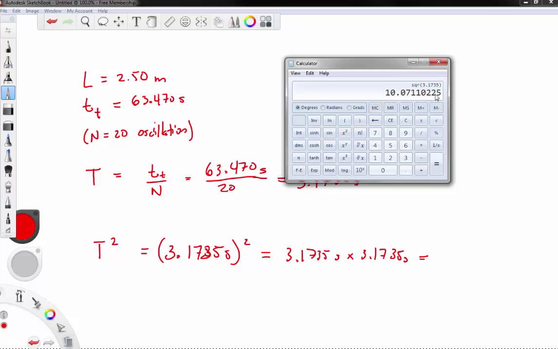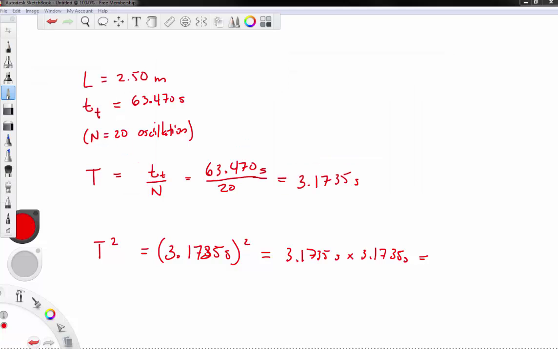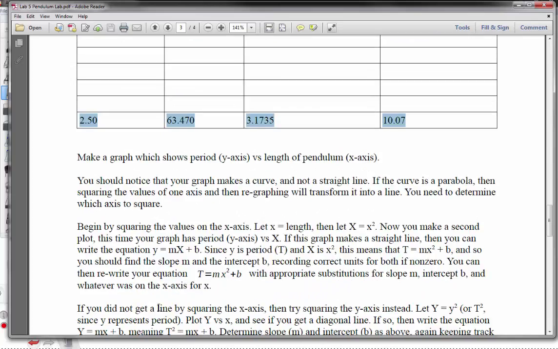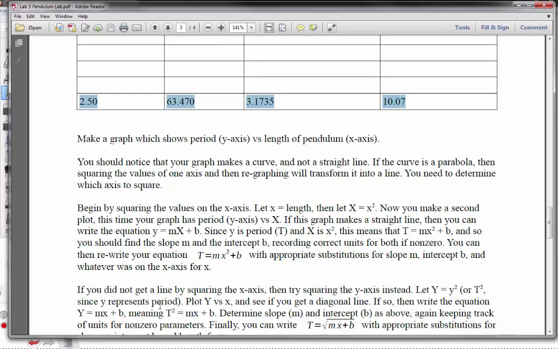10.07110, blah blah blah. We don't need quite that many significant figures, so this would be 10.07, and since there's a second and a second, the unit is seconds squared. So that is where this last column is coming from. Okay, now what you have left is two steps.